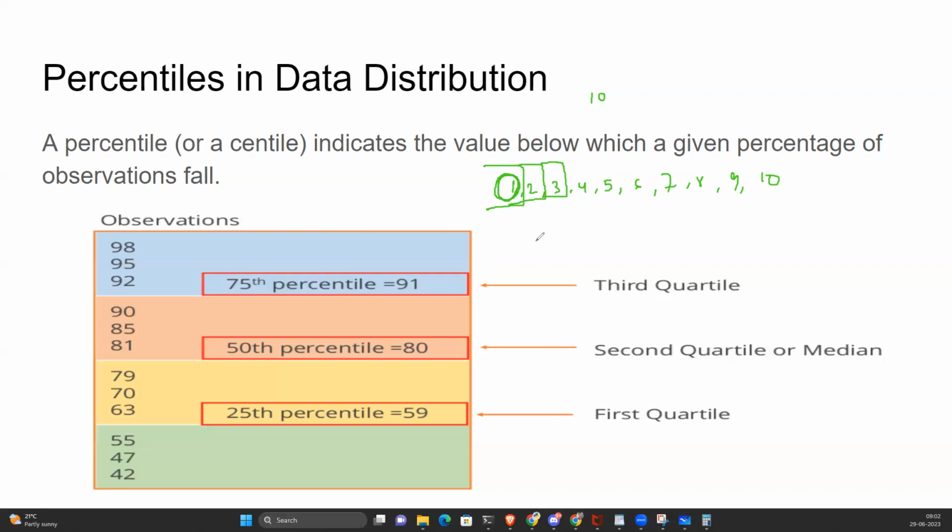But if I'm saying 20th percentile, remember this word, 20th percentile, where will it fall? It will fall here, only two, right? So if somebody is saying 75th percentile, see, this is your first percentile, this is your 25th percentile, this is your 50th percentile, this is your 75th percentile, right? So percentile, you guys can understand, right?